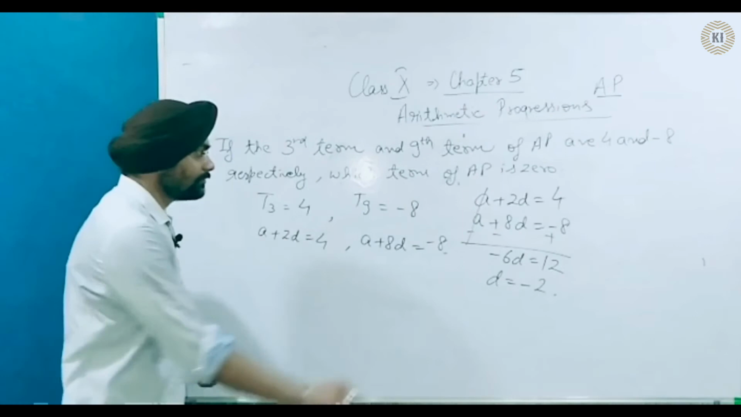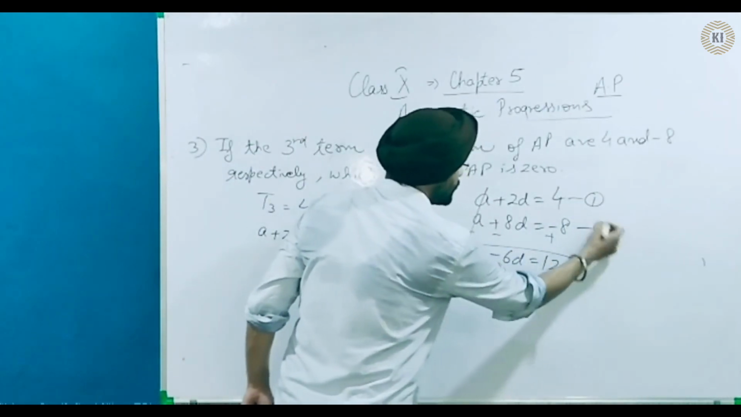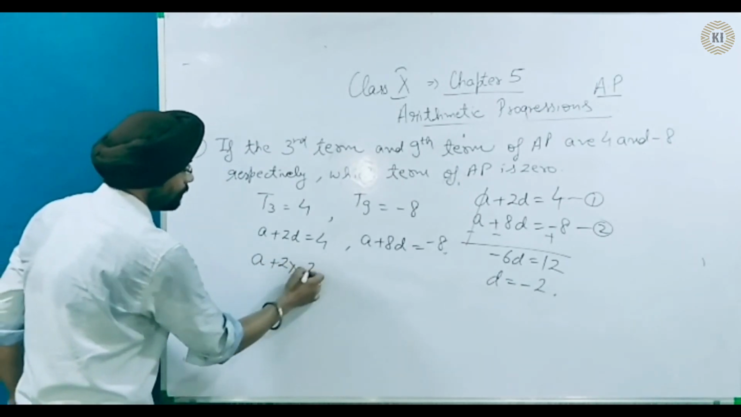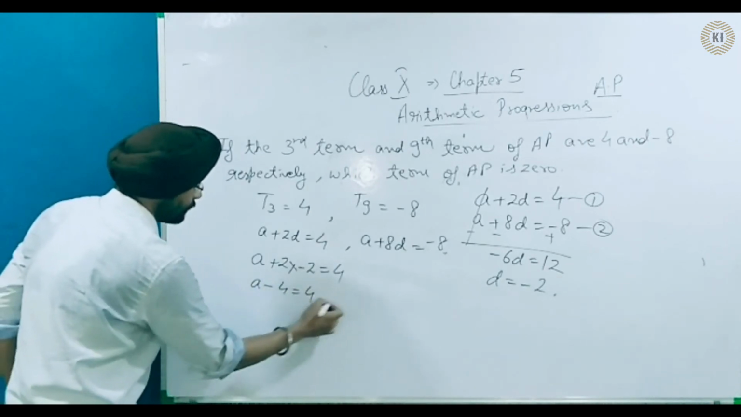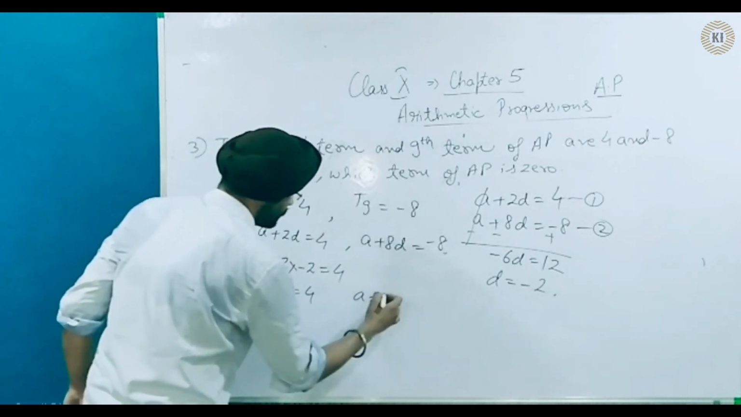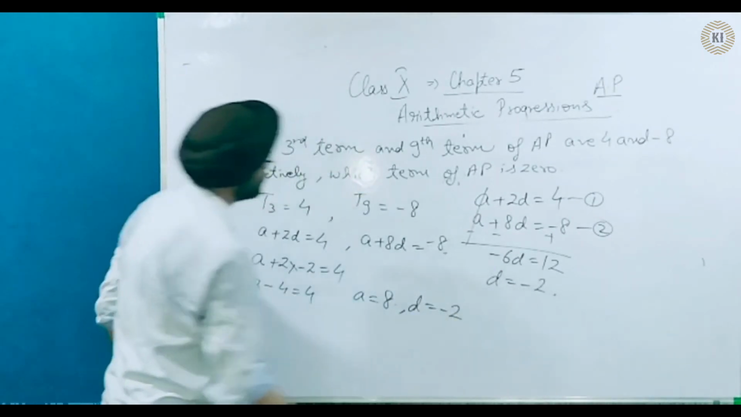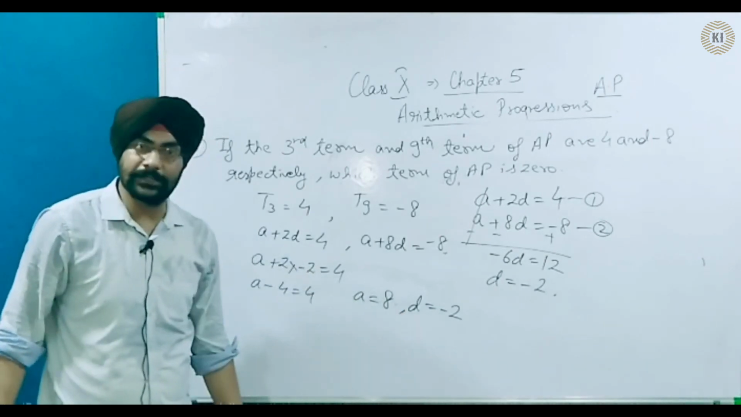Calculate the value of a also. Put the value of d either in equation number 1 or equation number 2. So a plus 2 into minus 2 will be equal to 4. So a minus 4 is equal to 4, and the value of a, 4 plus 4, will be 8. So our value of a will be 8, and the value of d will be minus 2.